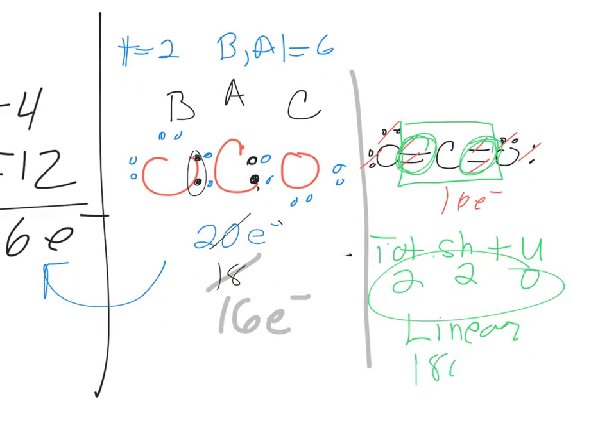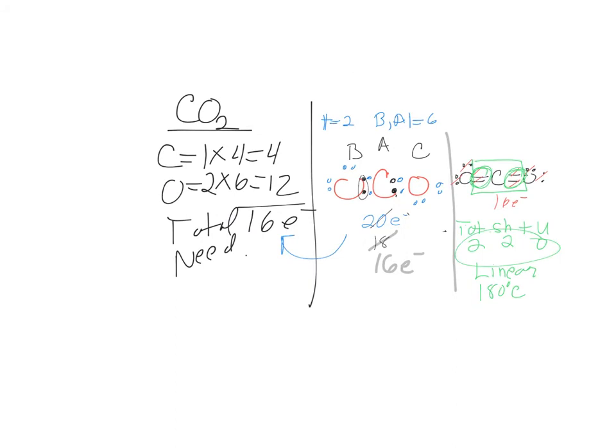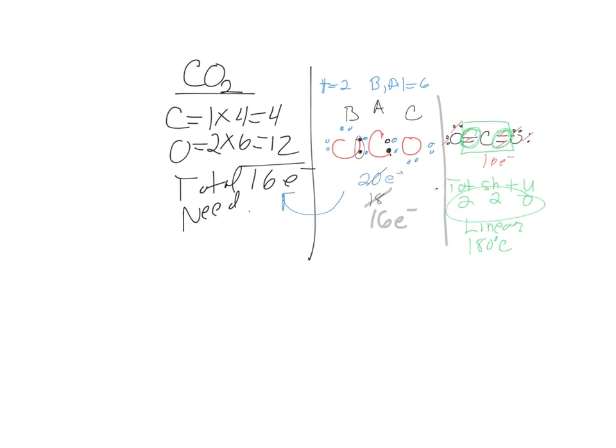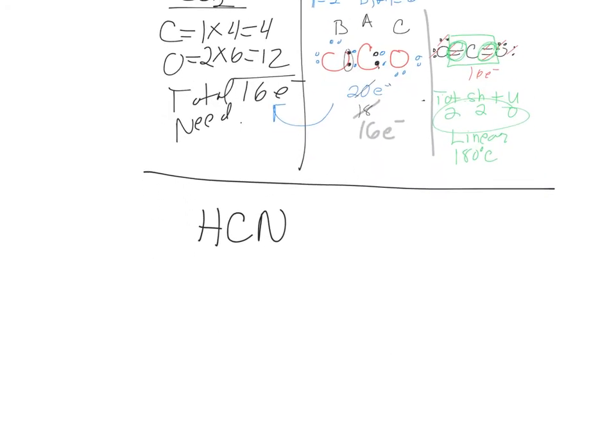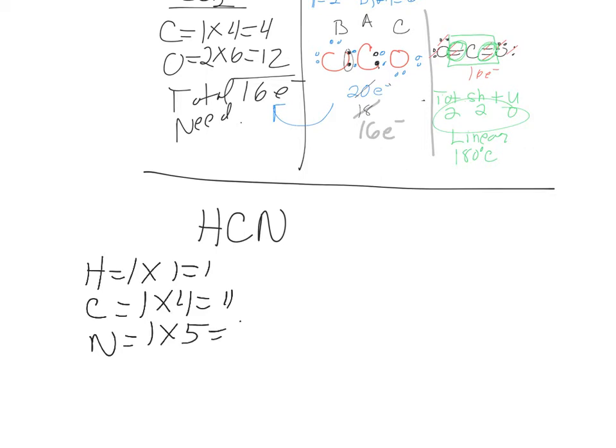and the bond angles on a linear are 180 degrees. Now here's another multiple bond. This is hydrogen cyanide, HCN, cyanic acid. And we're going to start by counting valence electrons. One hydrogen, 1 times 1 is 1. 1 carbon, 1 times 4 is 4. 1 nitrogen, 1 times 5 is 5. Notice how the least electronegative is in the middle since there's just 1 of every atom.